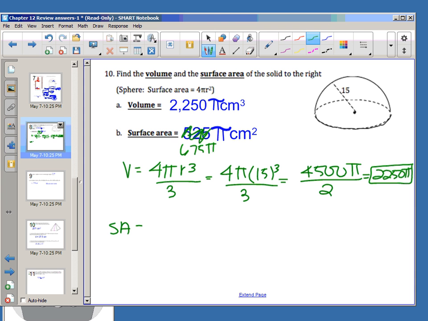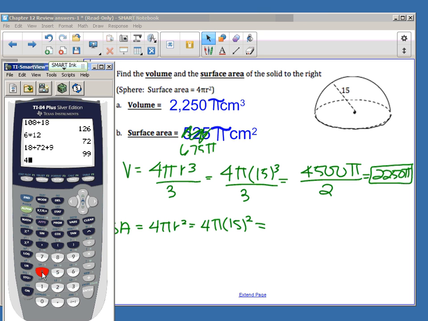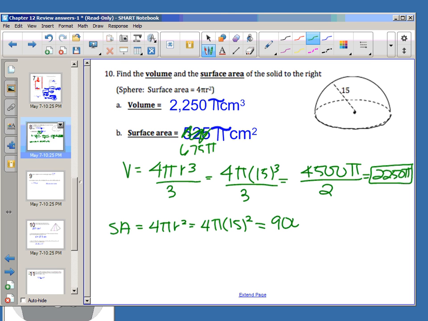Surface area of a sphere is 4 pi r squared. So I'm going to do 4 pi times 15 squared, which gives me 900 pi. Now, don't forget that I have half a sphere, so I'm going to divide that by 2 and get 450 pi. And then you're going, well, why do you have the answer 675?